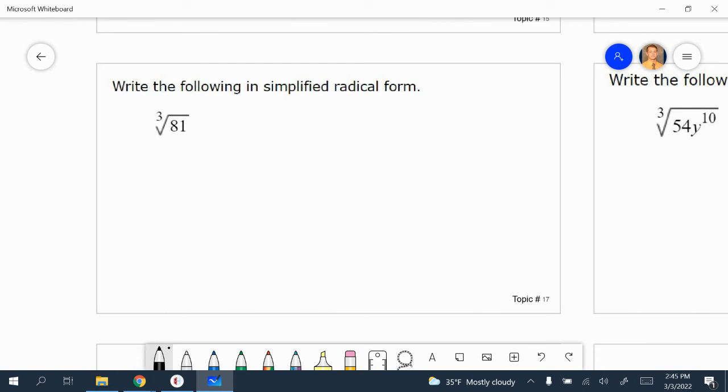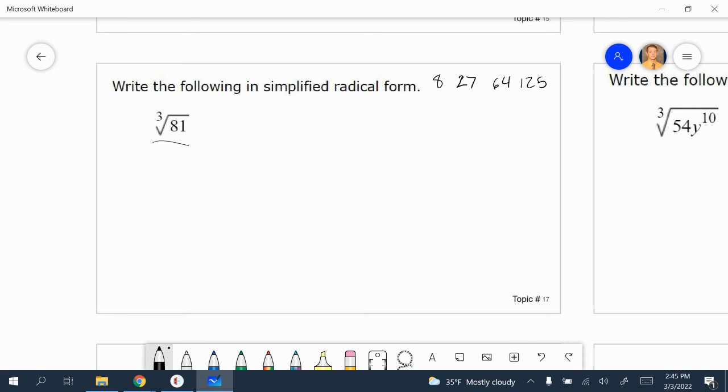Topic number 17. I'm trying to find a perfect cube that goes into 81 now. Now let's talk about our perfect cubes for a second. Since these get big really fast, I'm only going to do about 5 of them. 1 is obviously 1. But if I did 2, 2 cubed is 8. 3 cubed is 27. 4 cubed is 64. 5 cubed is 125. And I think we're already too big, so we'll just stick with those.